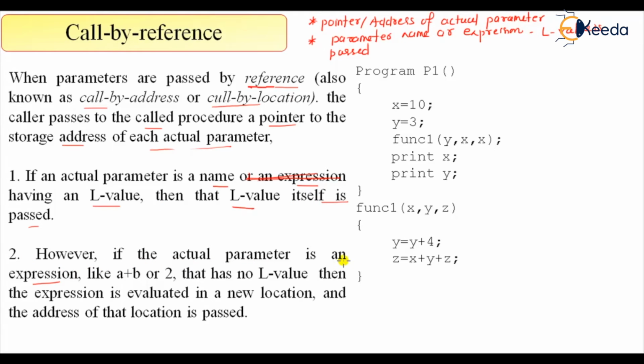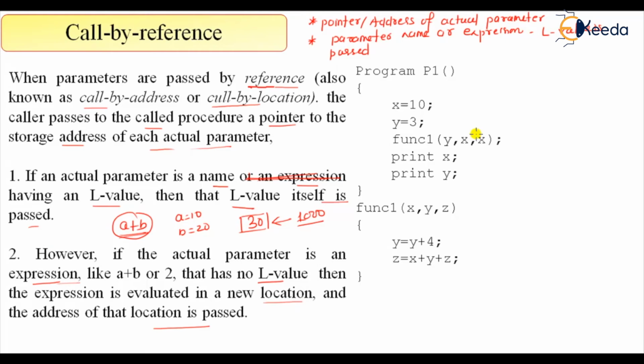However, if the actual parameter is an expression like A plus B, which is also possible, having no L value, then the expression is evaluated in a new location and the address of this location is passed. An expression cannot have an L value. So assume A is 10 and B is 20. A plus B will be 30 and the evaluation is done. Now you store it in a new location and pass that location. That is the idea of call by reference.